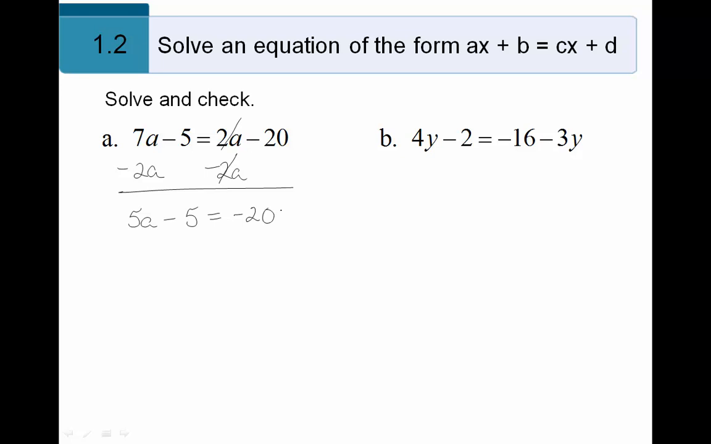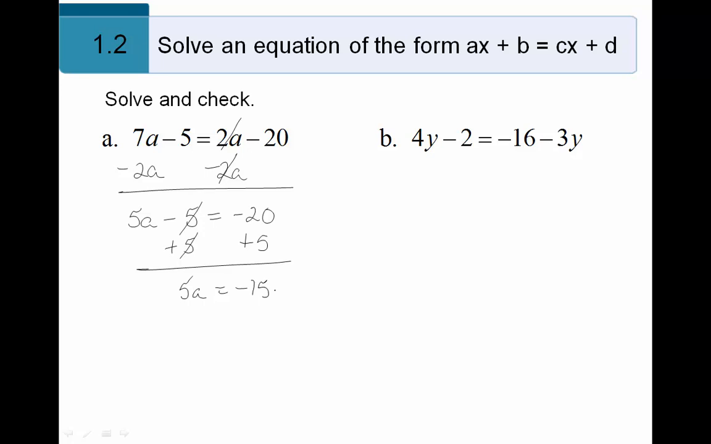Since we moved the variables to the left-hand side of the equation, we need to get all the numbers on the opposite side, on the right-hand side. And to accomplish that, we need to get rid of that negative 5. So we'll put a positive 5 on both sides of the equation. The 5's cancel, leaving 5a equals, on the right-hand side, negative 20 and positive 5 is negative 15.